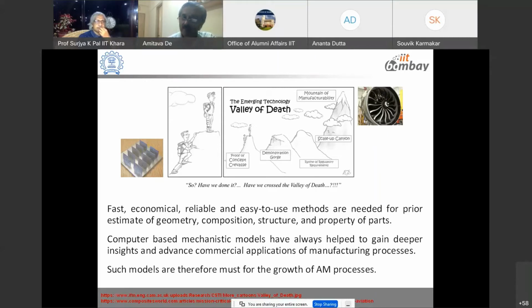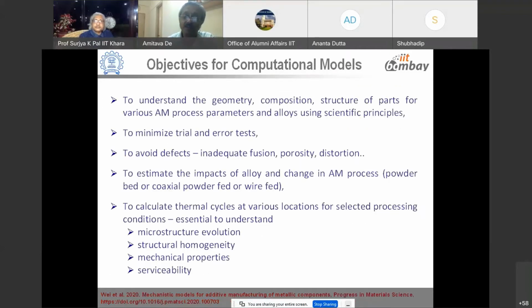So such models are therefore a must for the growth of AM processes, and this is proven. It is not that I am saying something very alien. These routes, the development of such models, have expedited understanding and commercial application of manufacturing processes. This is proven in most of the manufacturing processes that we know today. So it is, of course, also possible for additive manufacturing.